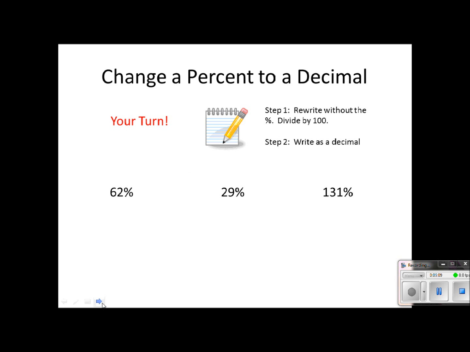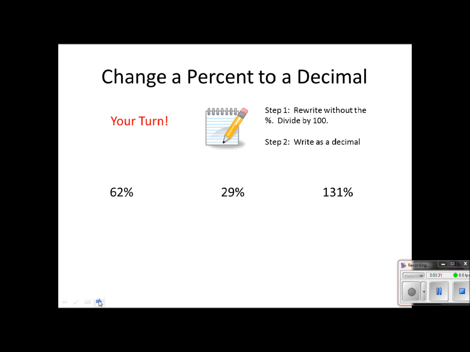Now your turn. Rewrite all of these percents as decimals, and I've given you step-by-step instructions right here. So put the video on pause, try these on your own, and then check your answer. Don't cheat, turn it off. I know you guys want to jump ahead.